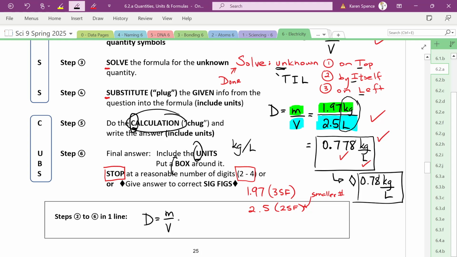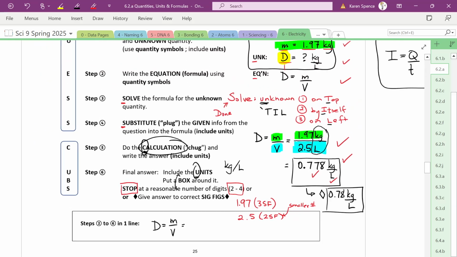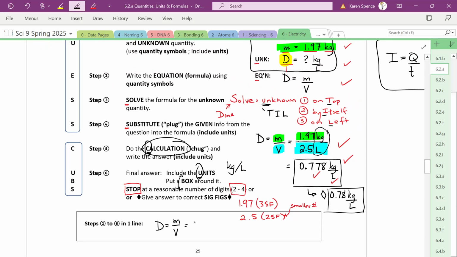You can substitute 1.97 kilograms over 2.5 liters. You can calculate 0.778. You can have your unit, and you can box it.